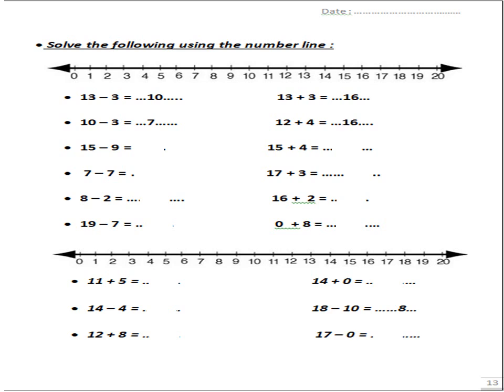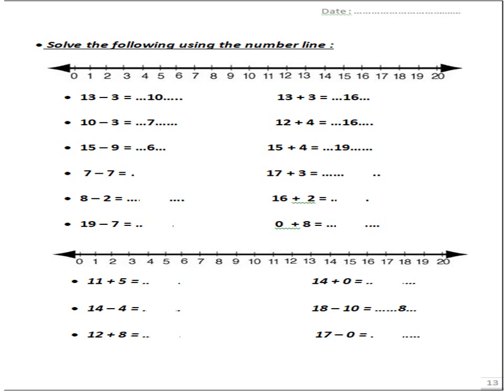15 minus 9. This is subtraction, so we jump backward. We stop at 15 and make 9 jumps backward, so the answer will be 6. 15 plus 4. We stop at 15 and make 4 jumps forward, so the answer will be 19.